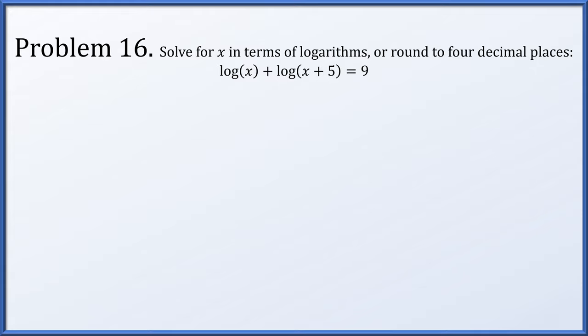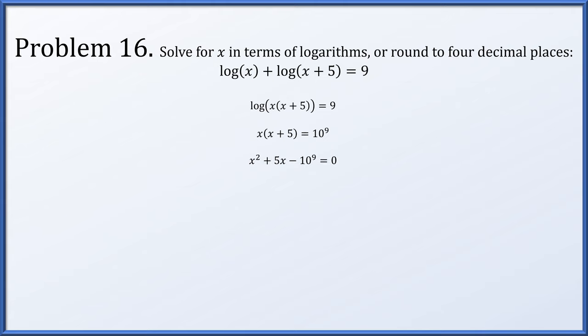Problem 16, solve for x either in terms of logarithms or by rounding to 4 decimal places. We have the log of x plus the log of x plus 5 is equal to 9. And the base here in our logarithms is 10. So we have the log of x plus the log of x plus 5. We can condense that as a single logarithm to help bring our x's together. So now we have the common log of x times x plus 5 is equal to 9. We can convert that to an exponential. And now we just have a quadratic.